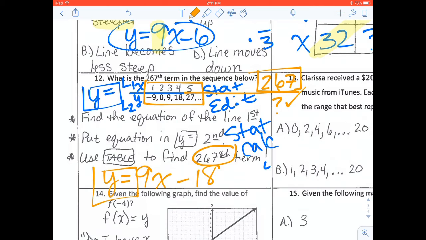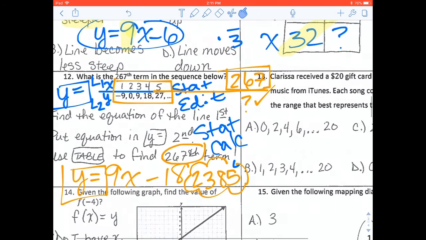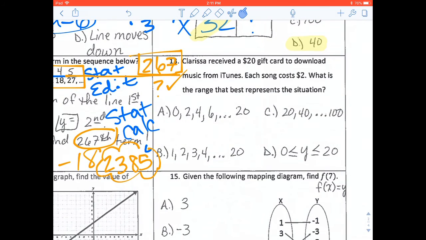And here we go, 13. Clarissa received $20 for a gift card to download music from iTunes. Each song costs $2. What is the range? So they're asking, what are the Y values? The Y values are the outputs. Well, let's break this down here. Let's look at our equation.